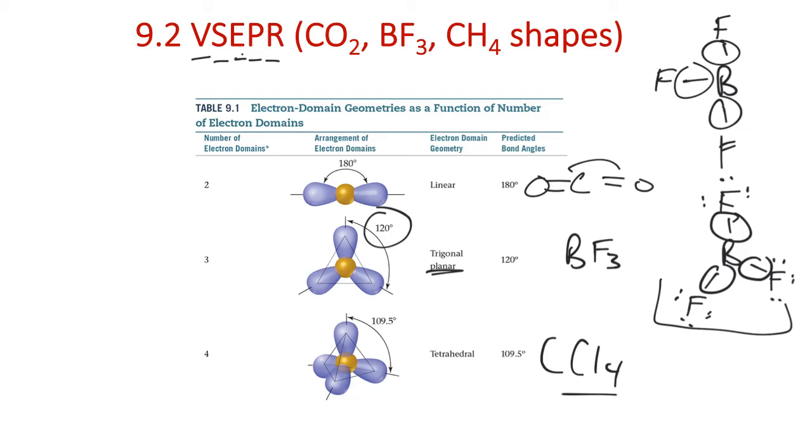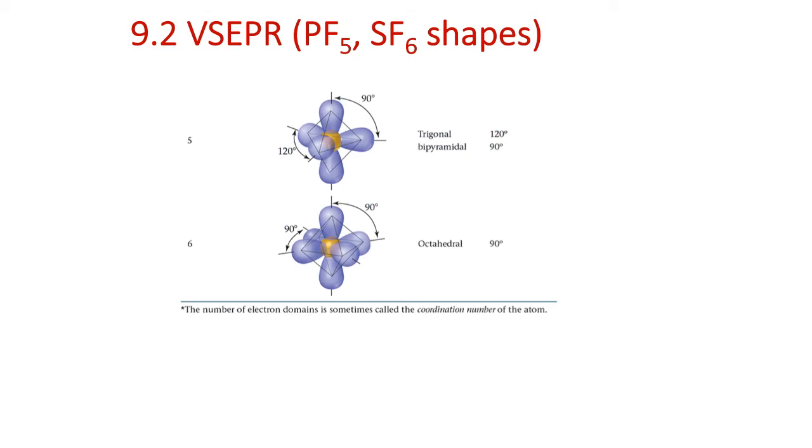And so whenever we have two total domains, the shape's taking the linear shape. Three total domains, we're taking the trigonal planar shape. Four total domains, we're taking the tetrahedral shape. Likewise, if we continue, something like PF5 and SF6 have five and six total domains, respectively.